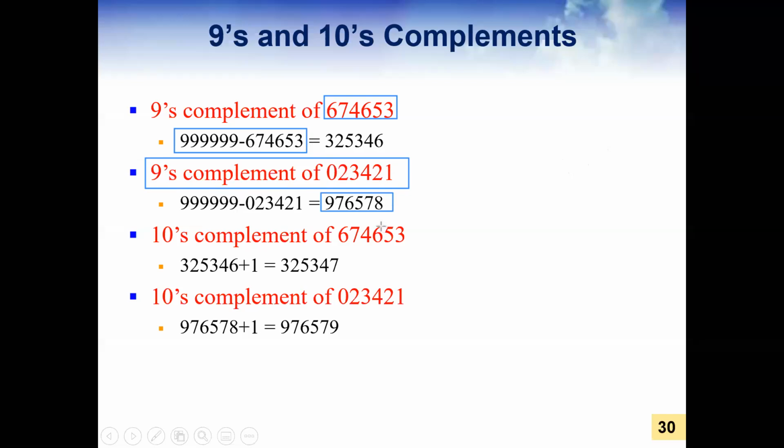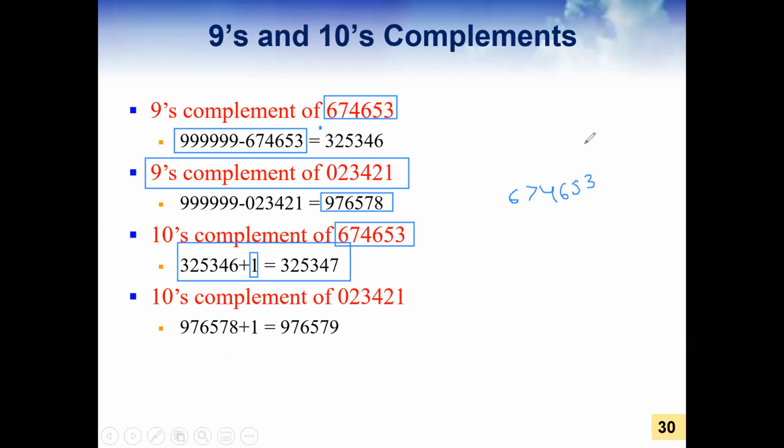Now, if you want to get 10's complement, it is very simple. First get the 9's complement and just add 1. So I want to get this number's 10's complement, and I already got its 9's complement here. I am going to just add 1 to this 9's complement and it will be simply this one. Or there is another direct way. I want to get the complement of this: 6, 7, 4, 6, 5, 3.